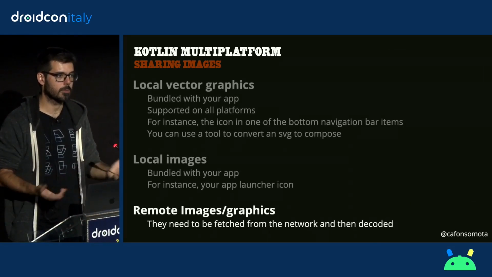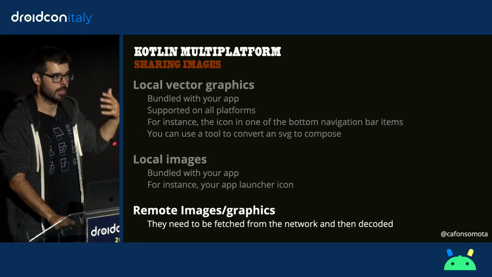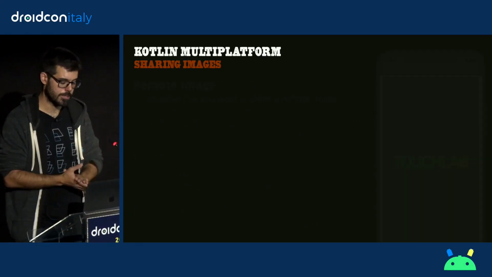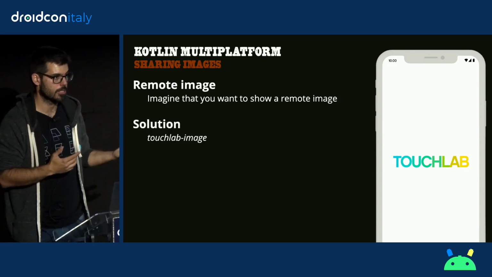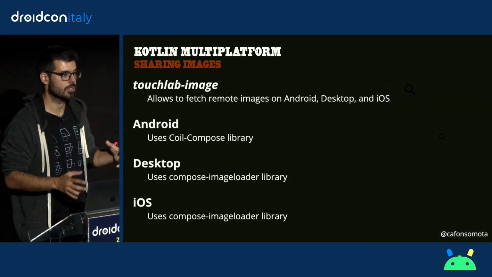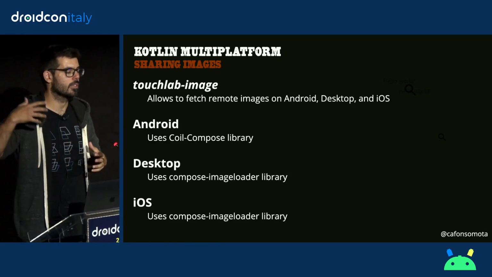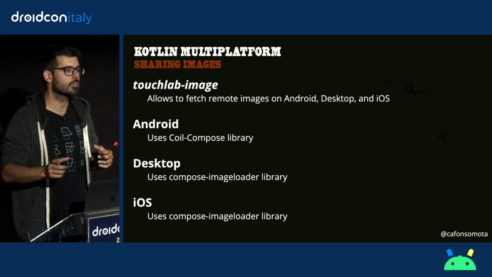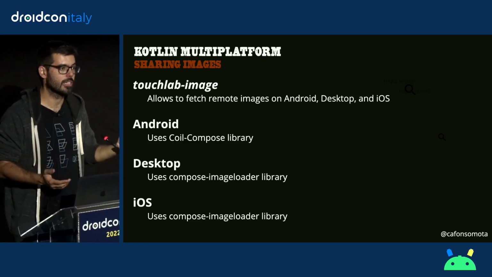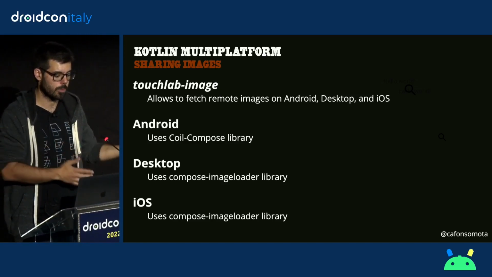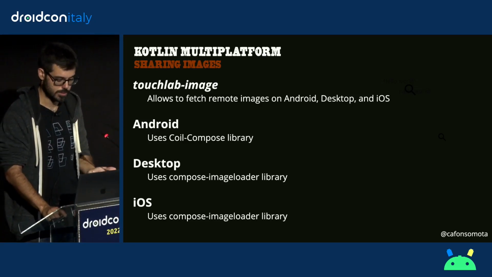Now imagine that you have remote images, like the ones that I had on this example. They need to be fetched, they need to be stored, they need to be cached, and they need to be decoded so they can be presented. Once again, basically what we're going to do is use the TouchLab image, that underneath is using libraries that already made this possible. So when you call the remote image function with a URL, if you're running on Android, it's going to use the Kotlin Compose library. If you're going to run it on desktop or iOS, it's going to use the Compose image loader. And with this, I'm able to share all the code between all the platforms.